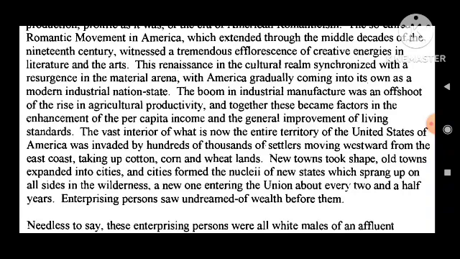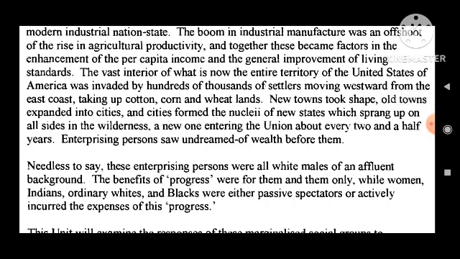So what happened? New towns took shape, old towns expanded into cities, and cities formed the nuclei of new states which sprang up on all sides of the wilderness, a new one entering the Union about every 2.5 years. Enterprising persons saw undreamed of wealth before them. So a good thing happened in society. All men and women were abundant in money, with undreamed of wealth before them.